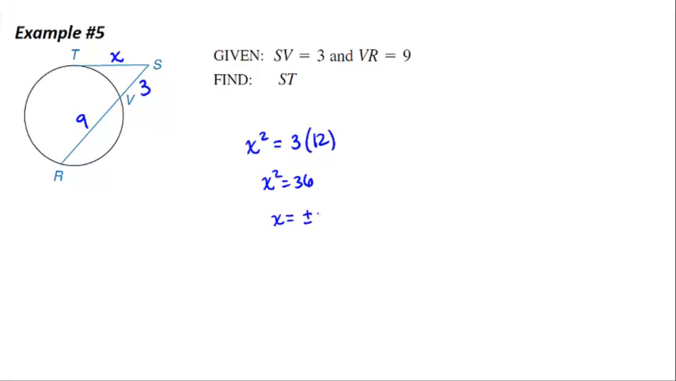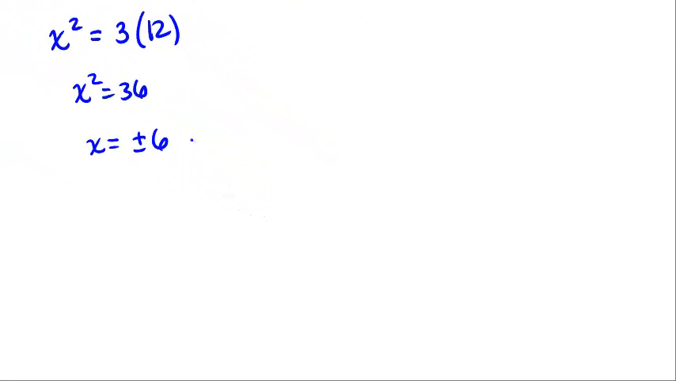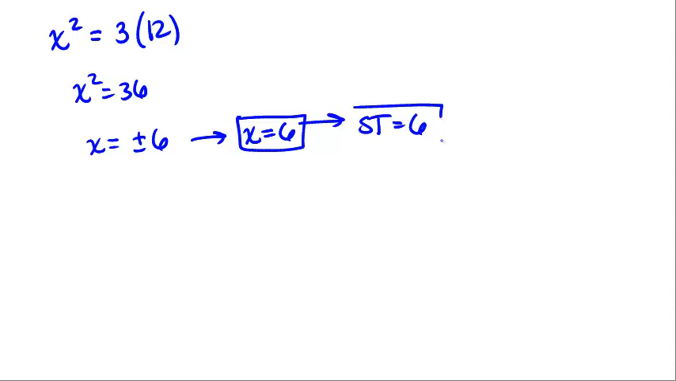X would equal positive or negative 6, but since we're talking about side length here, x should only be positive to ensure we get a positive side length. So if x is 6, that would tell us that ST is equal to 6.